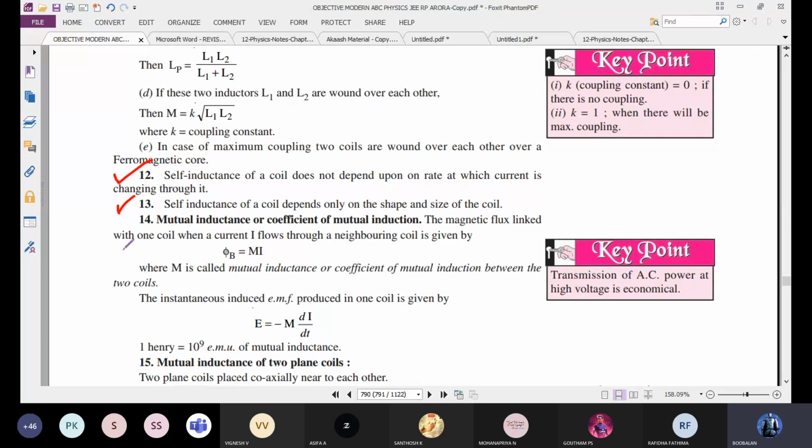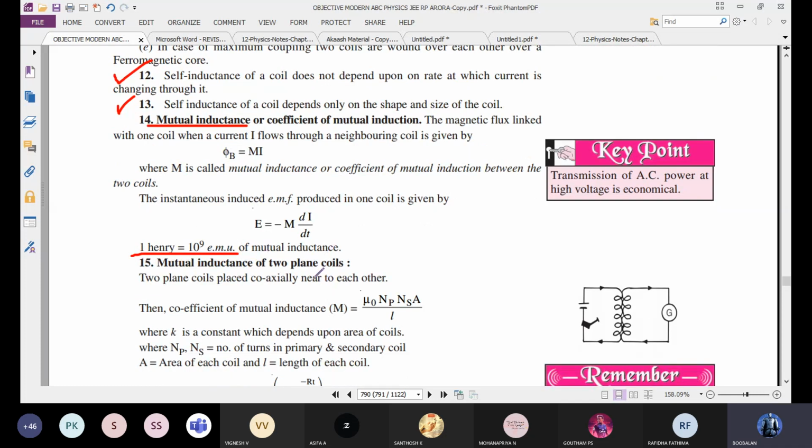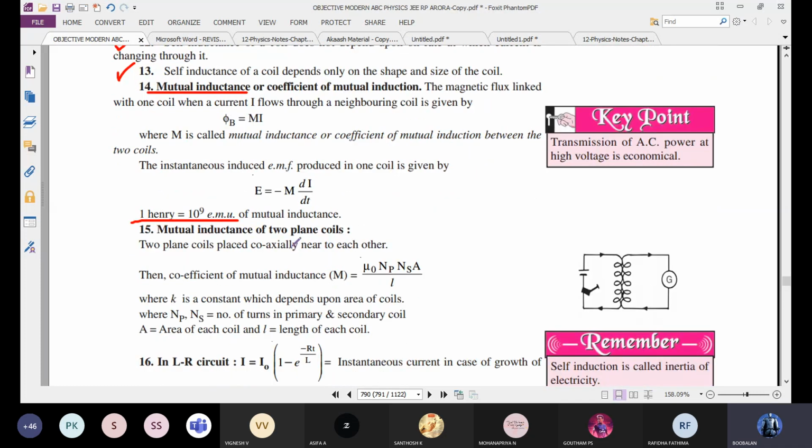After that we discuss mutual inductance. The formula: flux is equal to M i, where M is the constant. Using Faraday's law, you will get E equal to minus M di by dt. 1 Henry is equal to 10 power 9 EMU of mutual inductance. Then the mutual inductance of two coils.